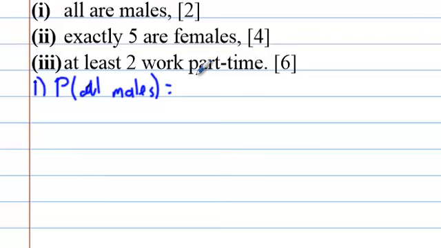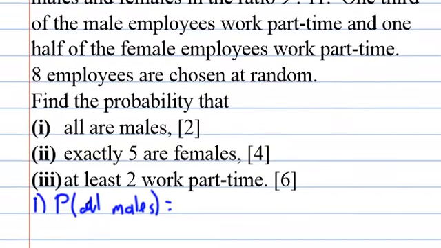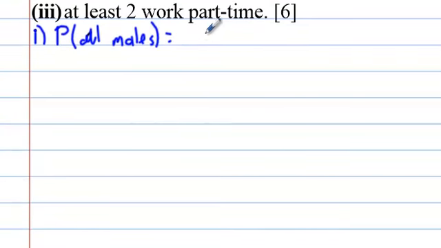is the probability of picking male is, because it's a ratio of 9 to 11, so convert that to a fraction. 9 over 20, the 20 comes from 11 plus 9. If we're choosing 8, then it will be 9 20ths times 9 20ths, 8 times. There's only one combination or way to arrange that. So we need to calculate that.